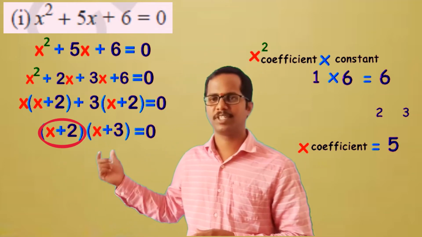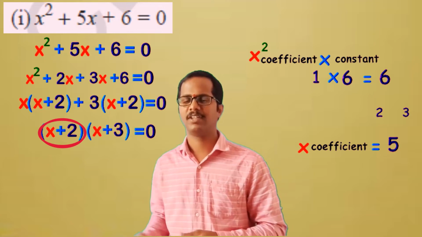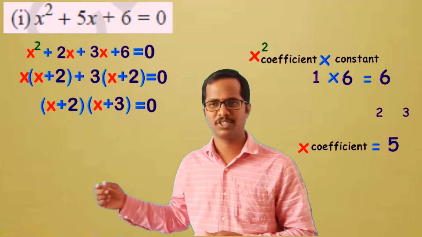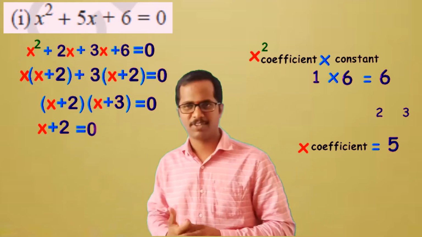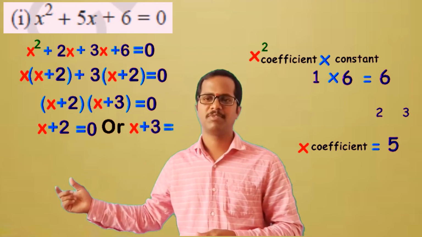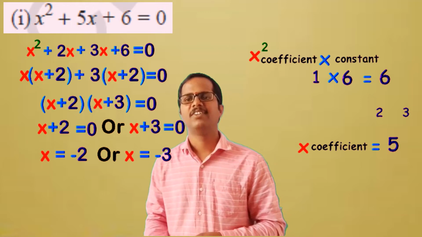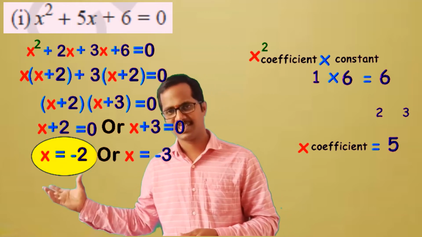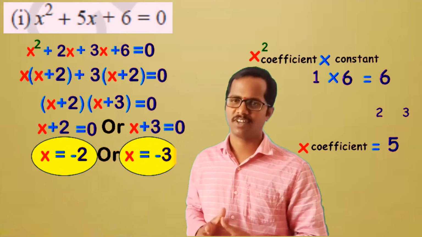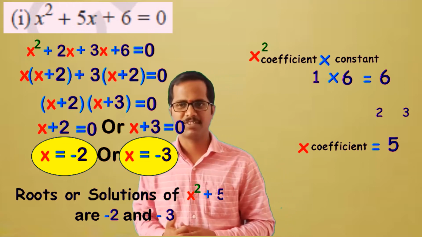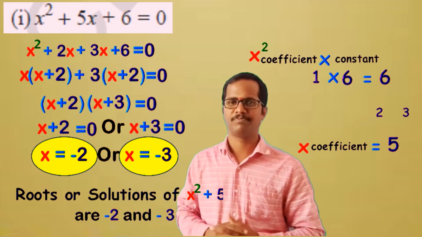So we get x plus 2 into x plus 3 equals 0, and we can write this as x plus 2 equals 0 or x plus 3 equals 0. So by simplifying these two, we get x equals minus 2 and x equals minus 3, which are the solutions or the roots of the given quadratic equation x square plus 5x plus 6 equals 0.